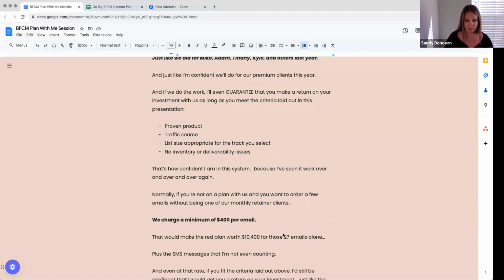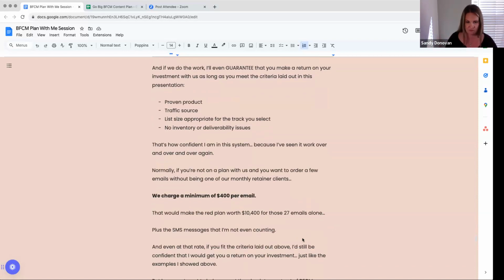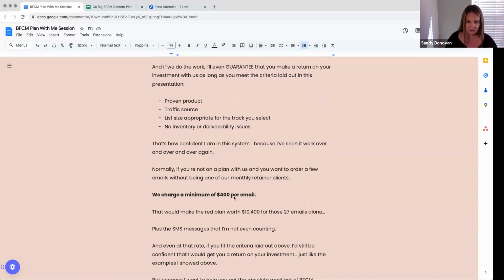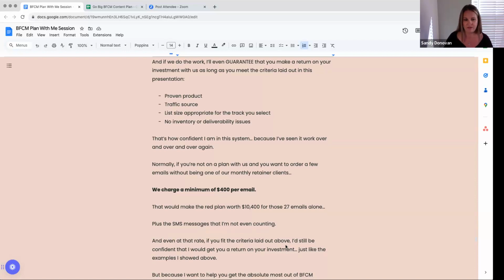So that would make the red plan valued at over $10,000, $10,400 for those 27 emails, plus the SMS messages, which I didn't even count. And at that rate, if you fit the criteria laid out, I would still be very confident that we would get you a return on your investment. Like you saw the results that we got, even sometimes it's just one email. So I'd be very confident that we would get that.